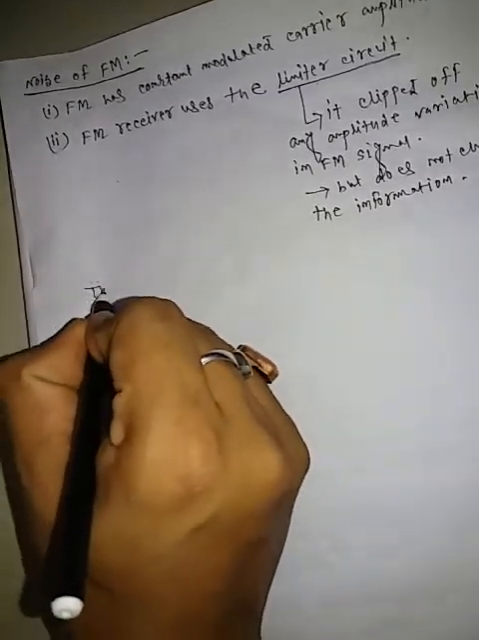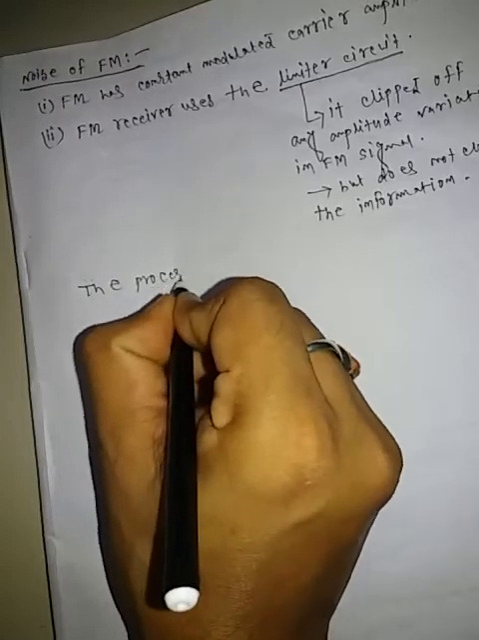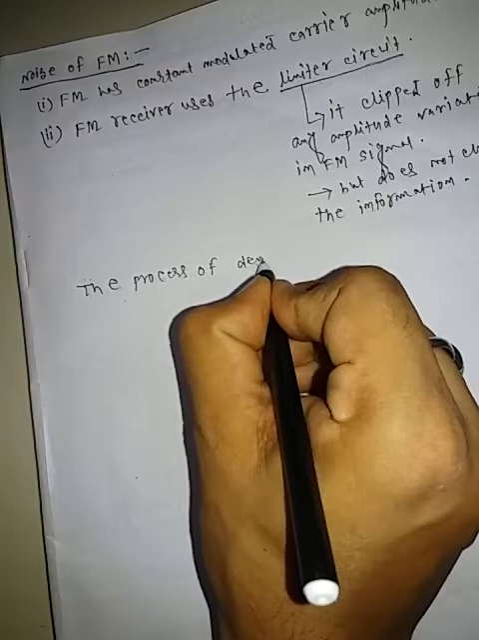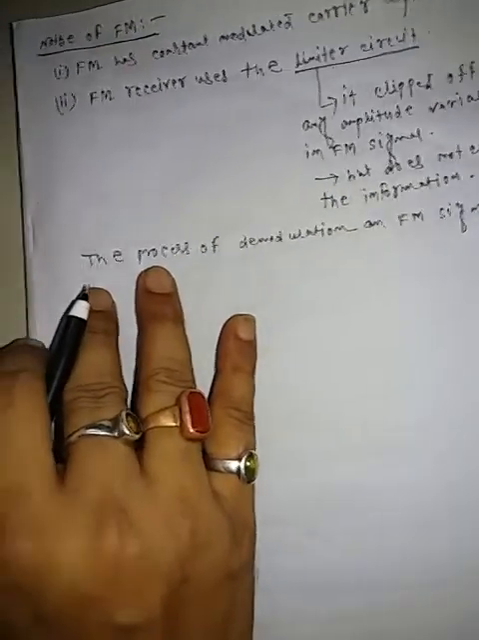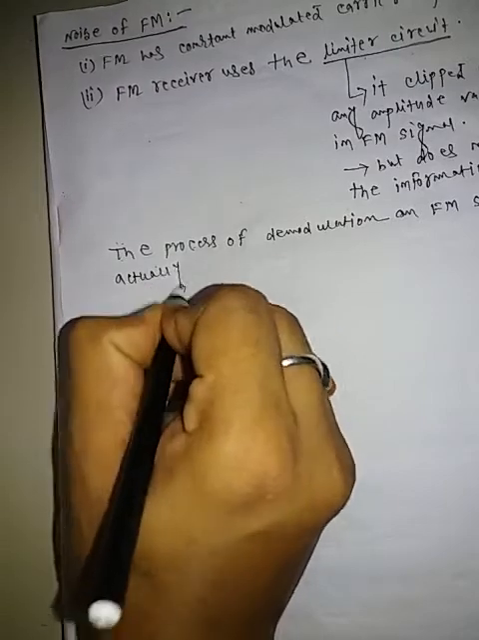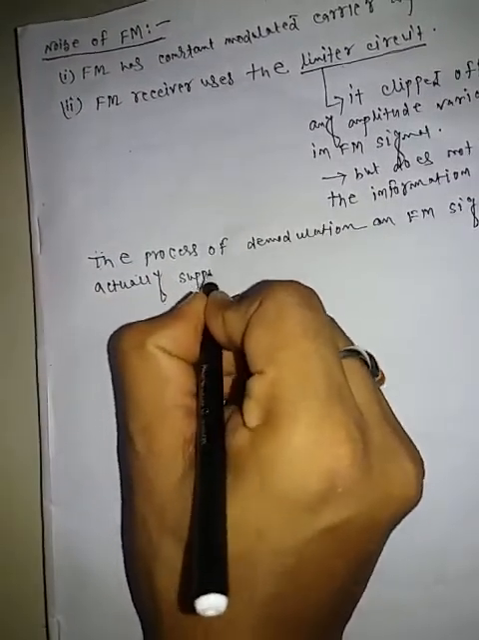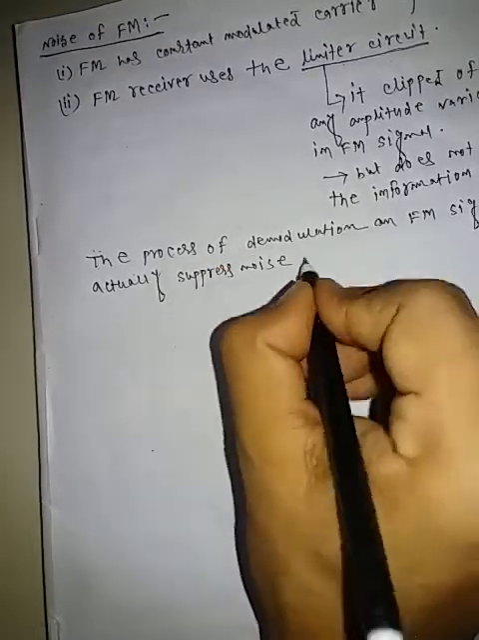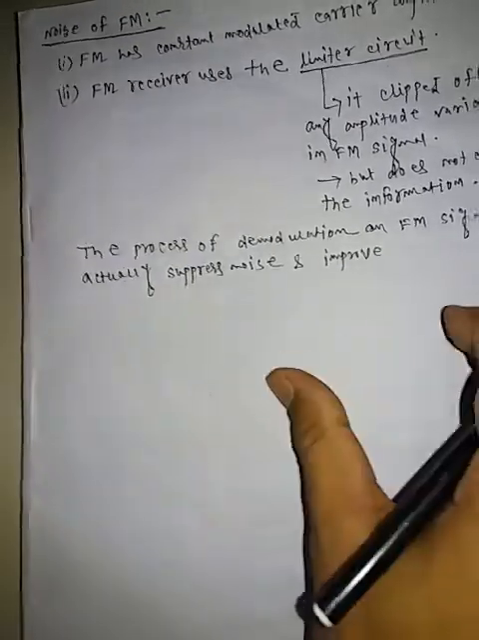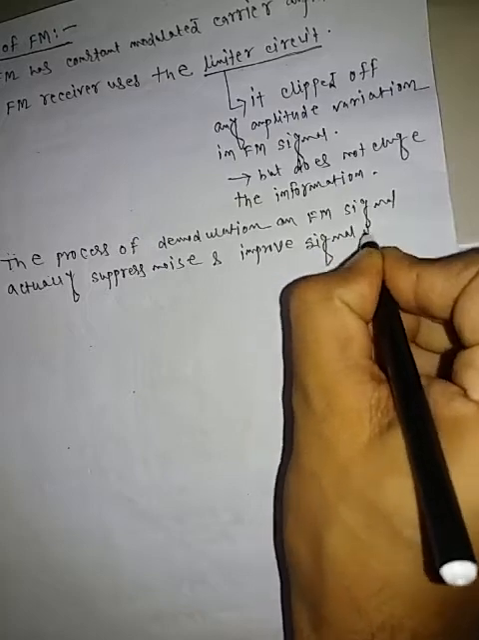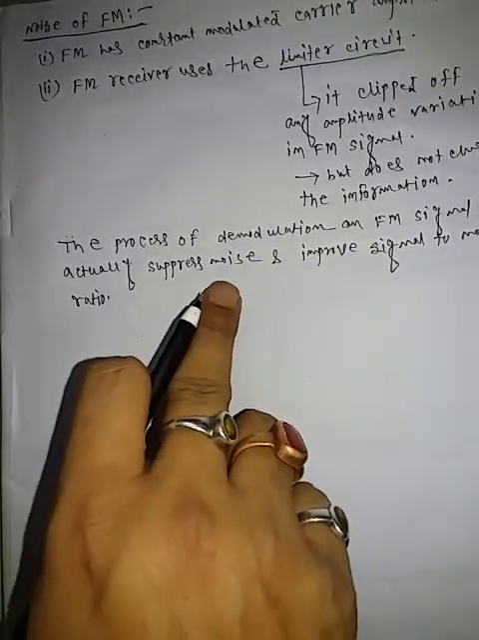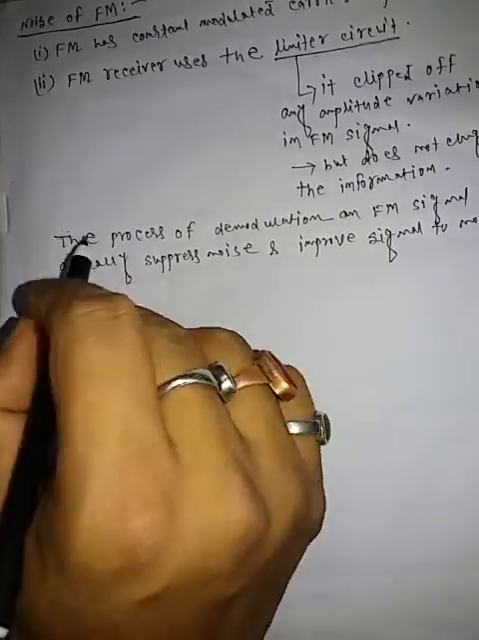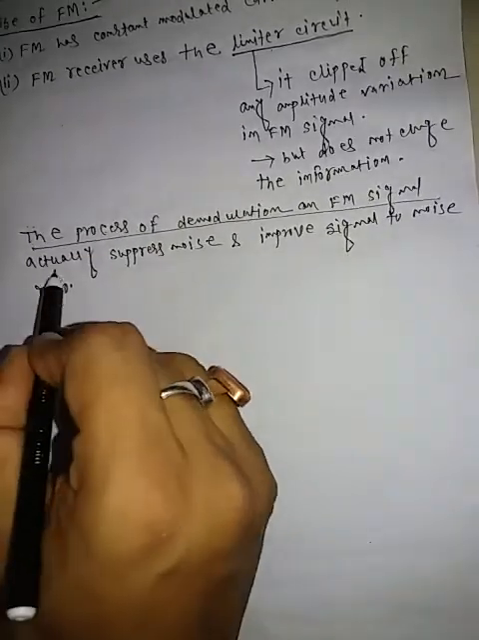Actually the process of demodulation of the FM signal suppresses noise and improves the signal to noise ratio. This does not happen in the AM signal. This happens in the FM signal. The process of demodulation of the FM signal actually suppresses noise.